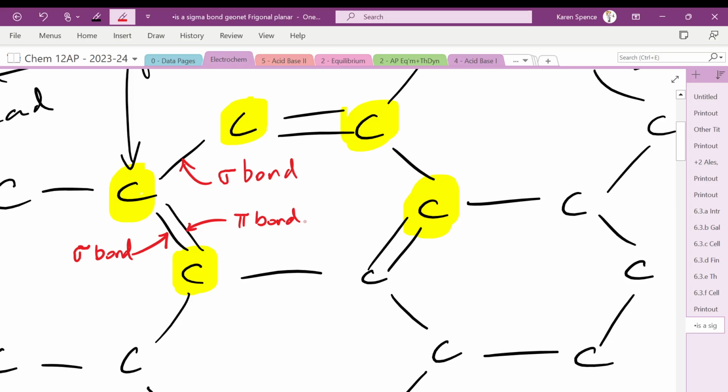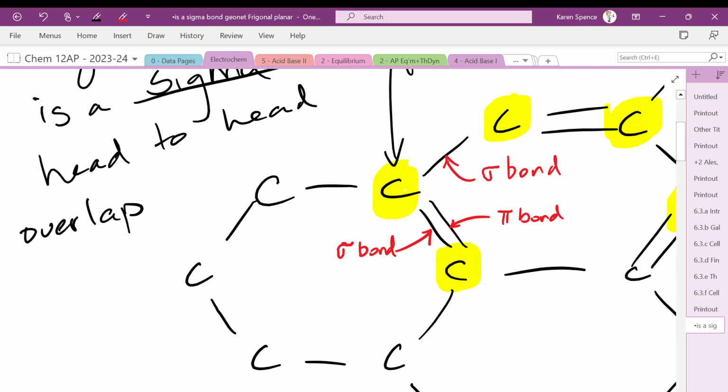What kind of overlap results in a sigma bond? Head to head. And what kind of overlap results in a pi bond? Side by side. Oh, and look, do you see the symbol pi? It's got these two things. Okay, pi bond.